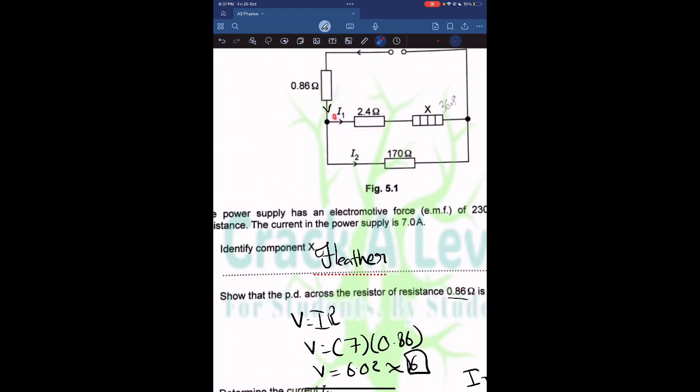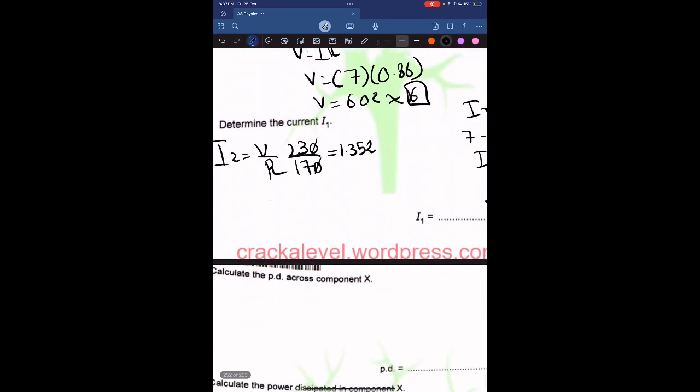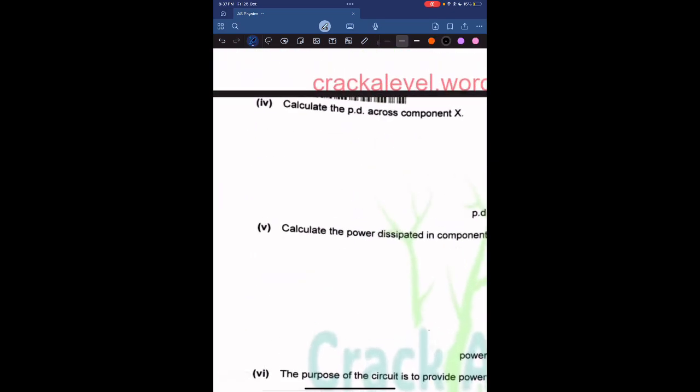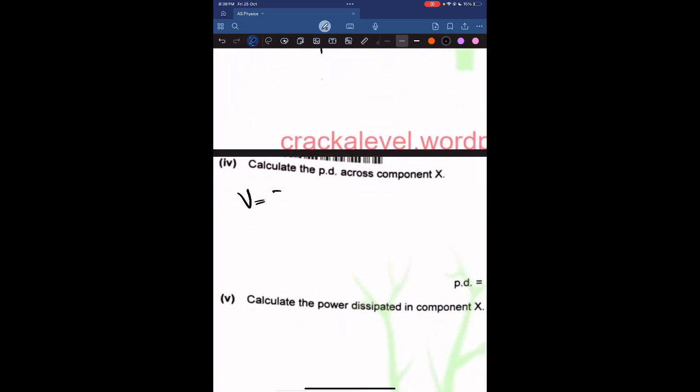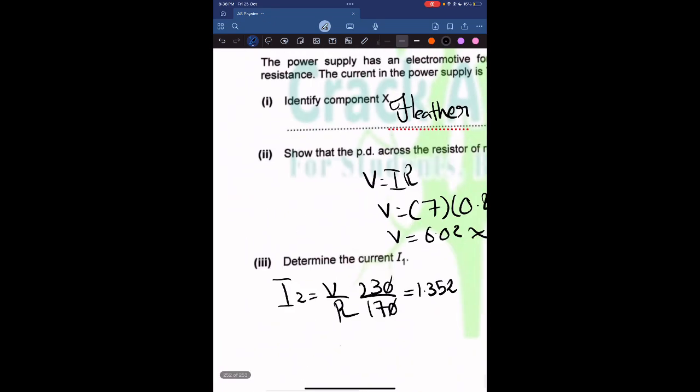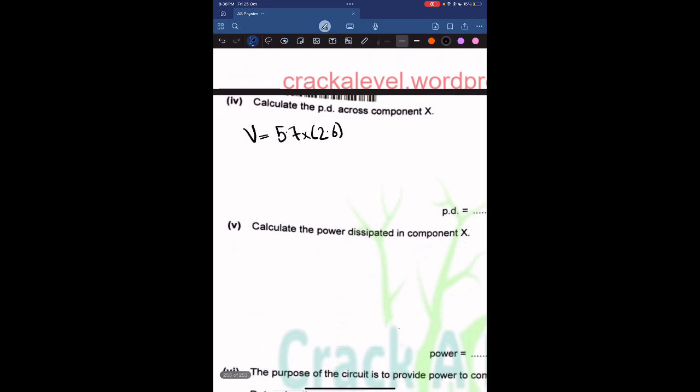We know I1 we calculated, and we know the resistance, so we can find that out. So we are finding the voltage used across the resistor of 2.4 ohms. I have 5.7 and multiply that by 2.4. Why isn't it working?